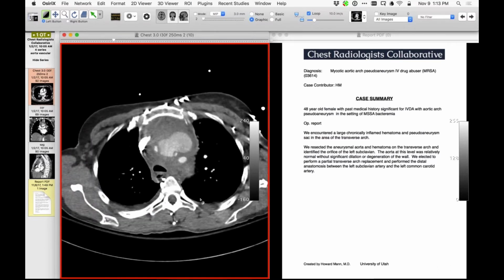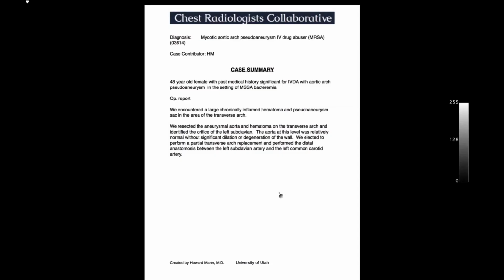Wow, did they do a graft? I can't see the rest of your note there. Yep, they did a transverse arch replacement and just distal anastomosis between left subclavian and left common carotid. Basically, they replaced a kind of a hemi-arch, partial arch replacement.